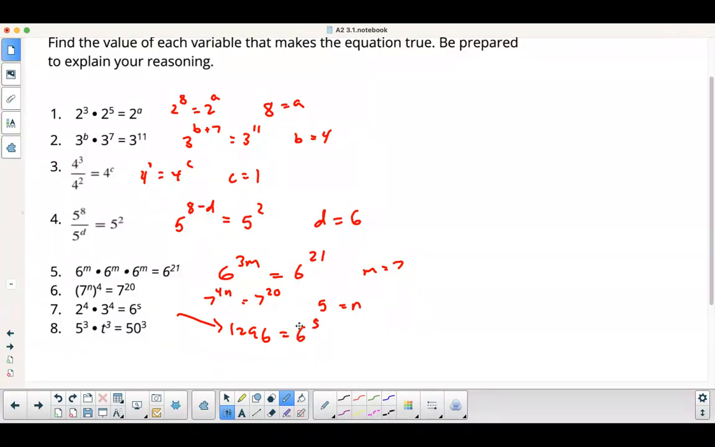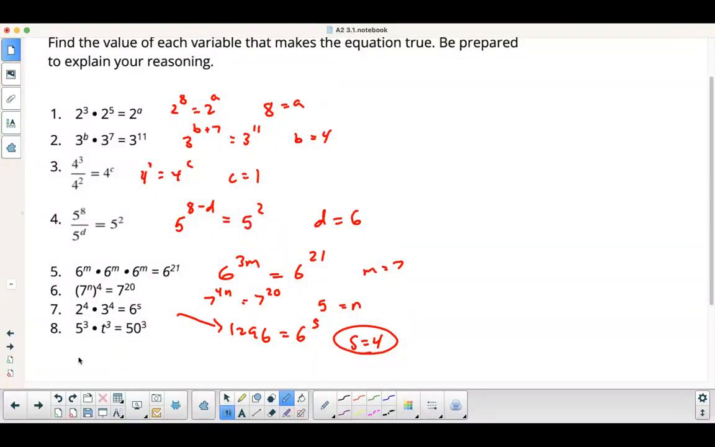So now I'm going to kind of work backwards. I'm going to start saying, okay, 6 to what power is going to give me 1296? So I'm going to trial and error it until I figure it out. 6 to the 4th ends up working, okay? So I kind of figured it out with a little trial and error, okay? Because if I plug in 4 for s, 6 to the 4th is the same as that.